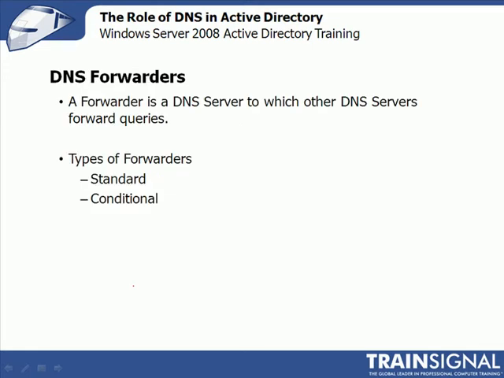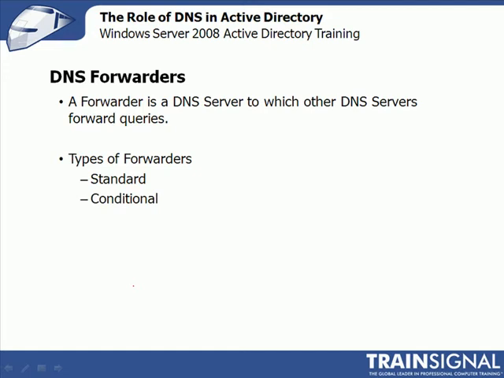Now here's a name that I've already mentioned in this lesson, forwarder. So what is a DNS forwarder? A forwarder is a DNS server to which other DNS servers forward queries. Now there are two different types of forwarders. There's a standard forwarder, which is just where a DNS server has been configured to say if you don't know the answer to a particular query that has come your way, go ahead and check with this other DNS server.